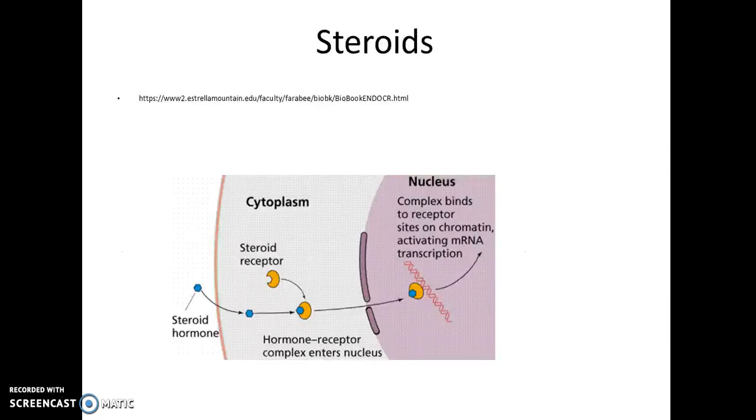Here's a diagram of the steroids. See, we're binding to the protein here, it binds to the DNA, increases protein synthesis, the cell responds. Might want to get that picture too.